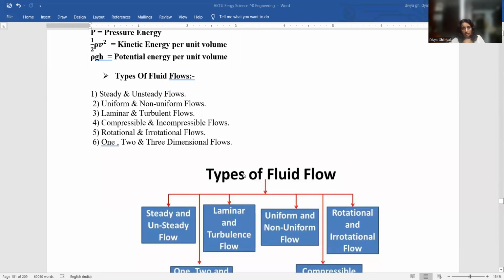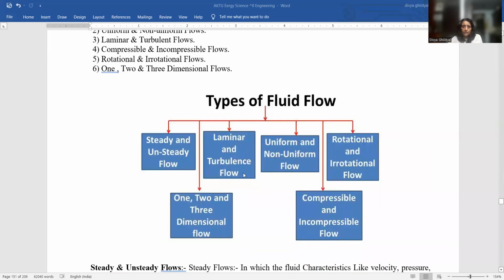Very, very important. Types of fluid flows: steady, unsteady, laminar, turbulence. Turbulence means streamline flow loses its streamline motion and the particles are not following their path in a sequence.